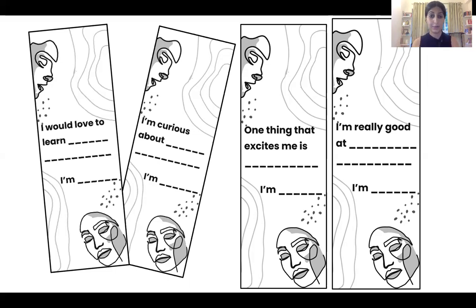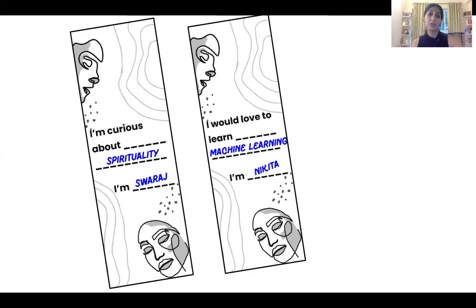I am Jasmine. Similarly, someone else fills up something else. Maybe I'm curious about spirituality, I'm Swaraj, or I would love to learn machine learning, I am Nikita. So you get them to fill up these interest statements and then write their name. And say Swaraj takes back his bookmark, he takes it home, he keeps it.